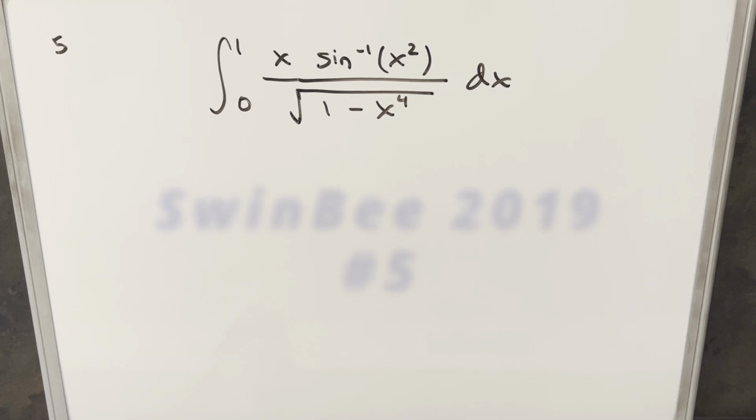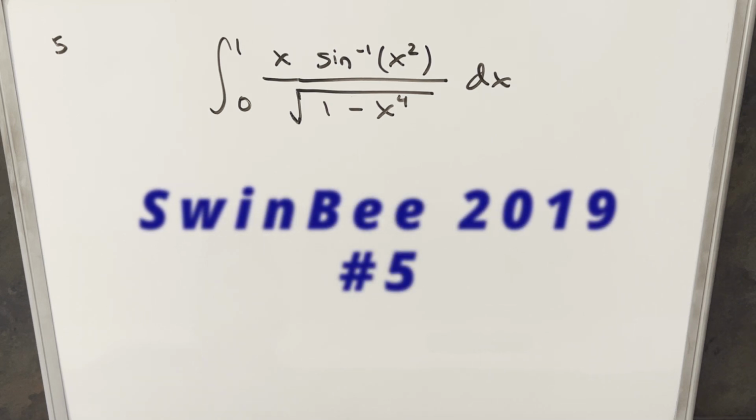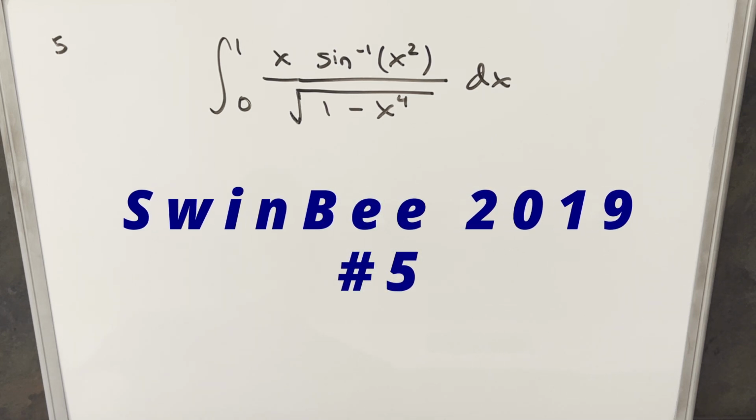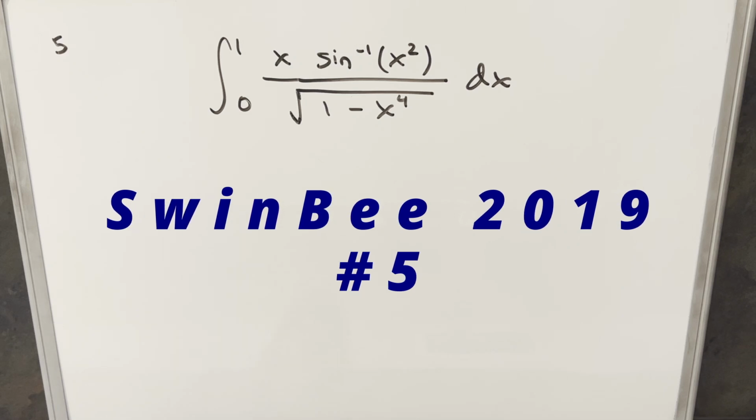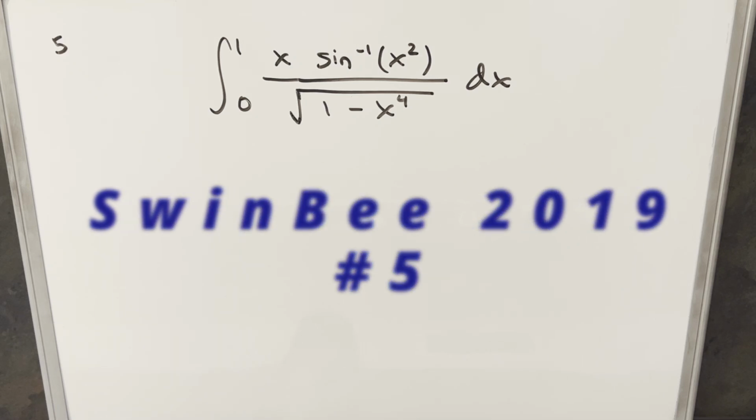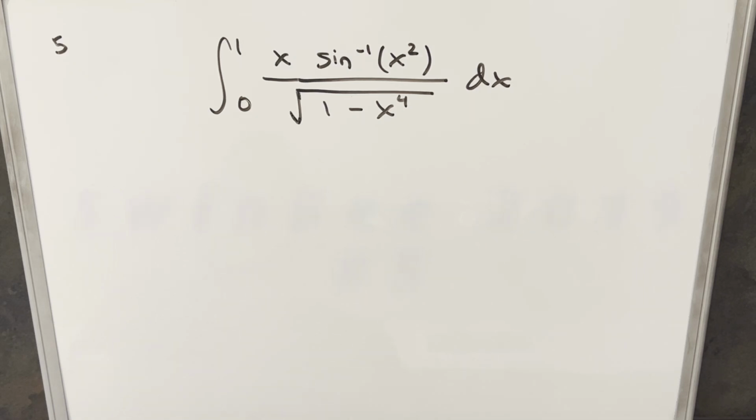Okay, we have written another integral. This one's from the Swinbourne 2019 problem 5. We have the integral from 0 to 1 of x arcsine of x squared over the square root of 1 minus x to the fourth dx.